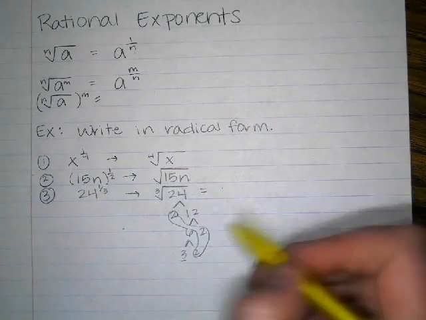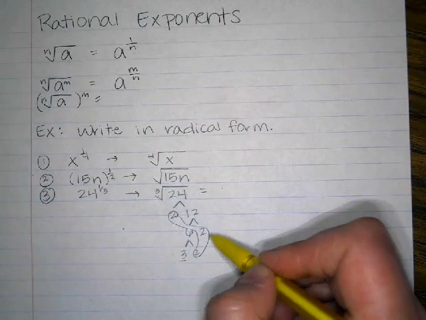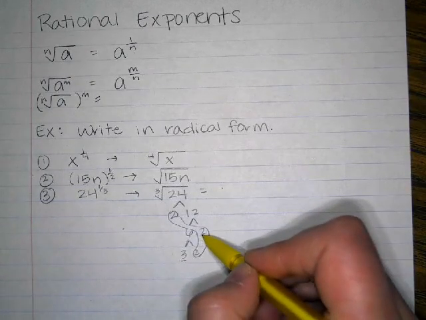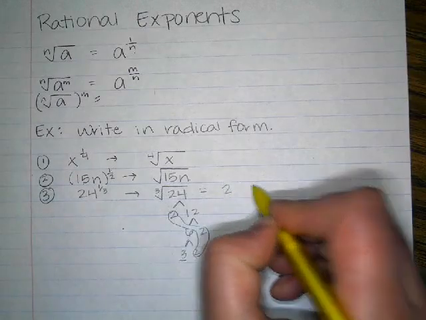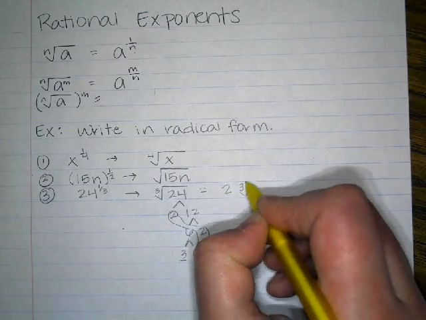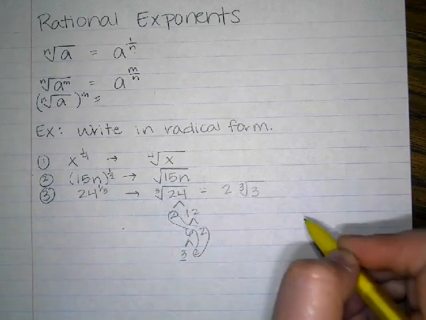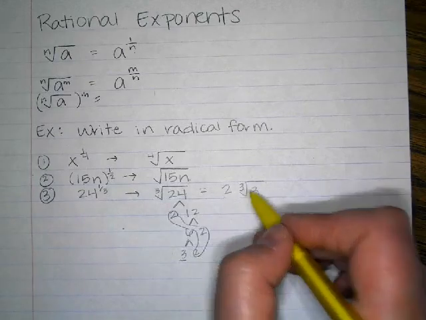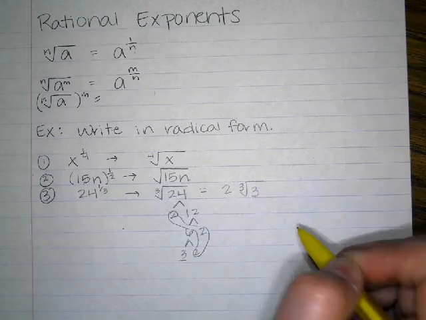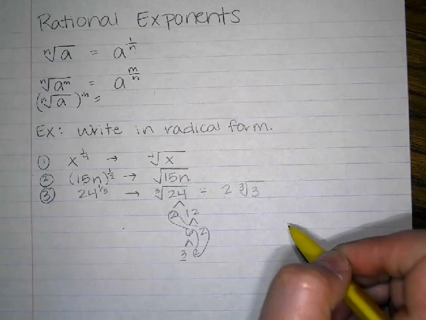So, which one goes on the outside? The triple goes on the outside. So 2, 3. Yeah, so 2 cube root 3. 2 cube root 3.